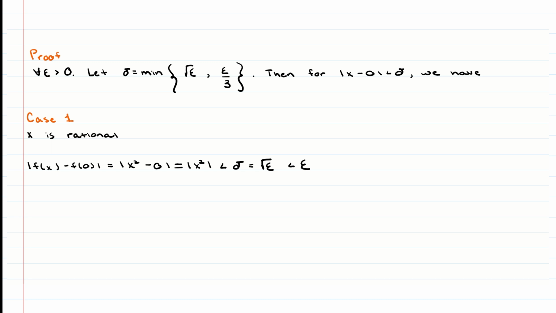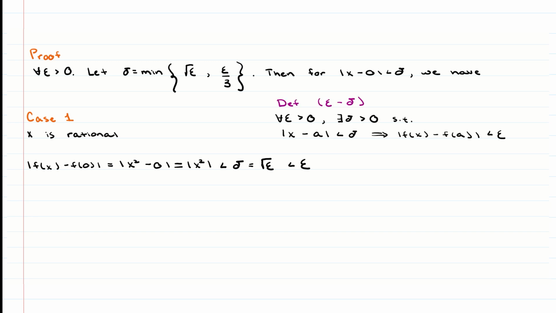Now before we move on to case 2, I want to take a moment to pause and explain what I'm doing. In our proof, we need to directly follow the epsilon minus delta definition. It says for all epsilon greater than 0, there exists a delta greater than 0, which we found in our scratch work, such that if the absolute value of x minus a, which for us is the absolute value of x minus 0, is less than delta, then the absolute value of f of x minus f of a is less than epsilon, which we have shown in our proof. So this is how you execute a proof using the epsilon minus delta definition.